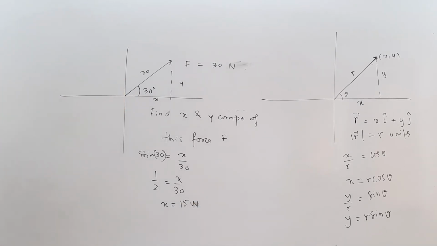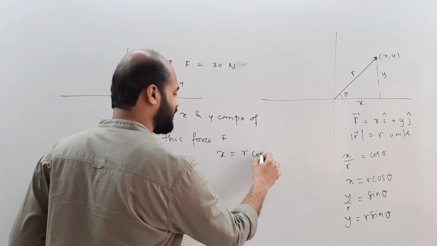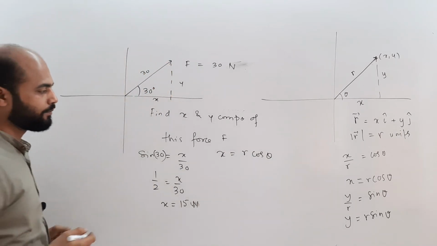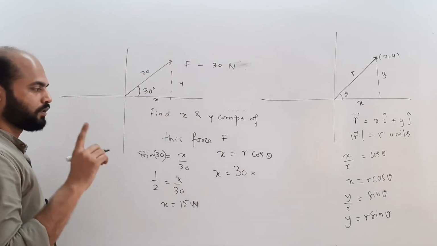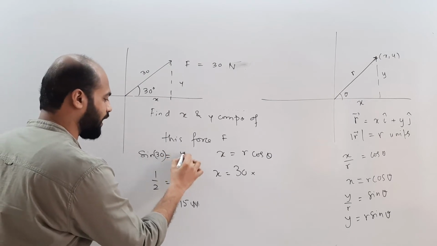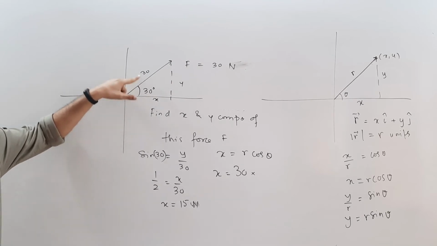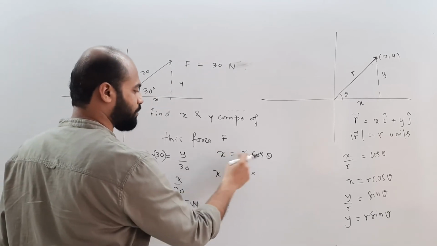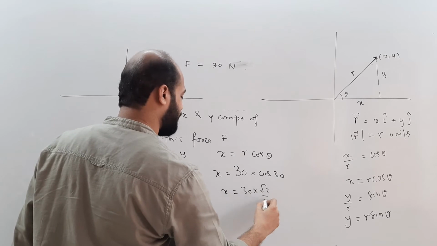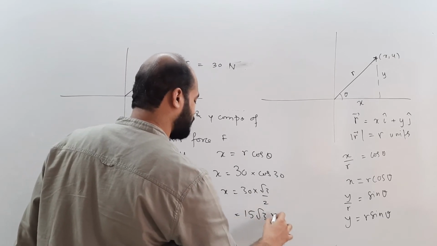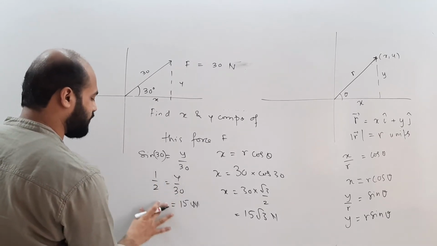But from our formula that we had derived, we had readily defined it as x equals r cos theta. In this also we can put the formulae, required details, and r is given as 30 and cos theta, so I'm sorry, this should be y. Sin theta is going to be y by 30 and cos theta is going to be x by 30. So x is given as 30 into root 3 by 2, that is 15 root 3 newtons. So that is how we can find out x and y.